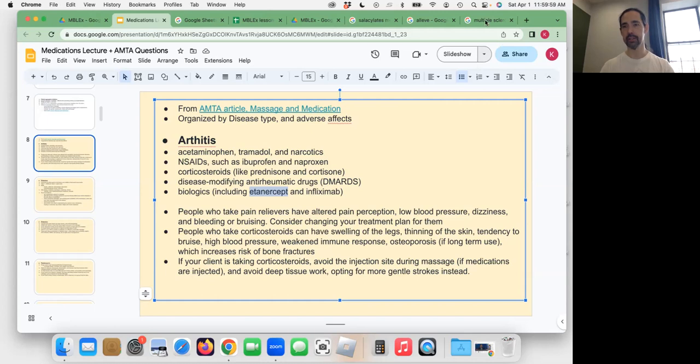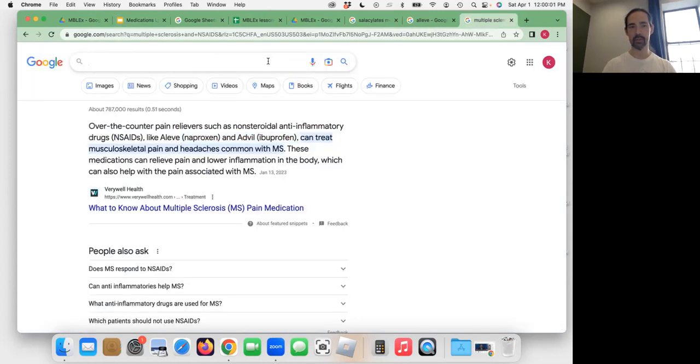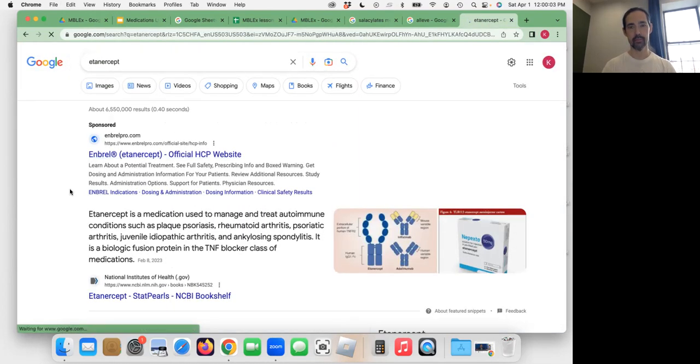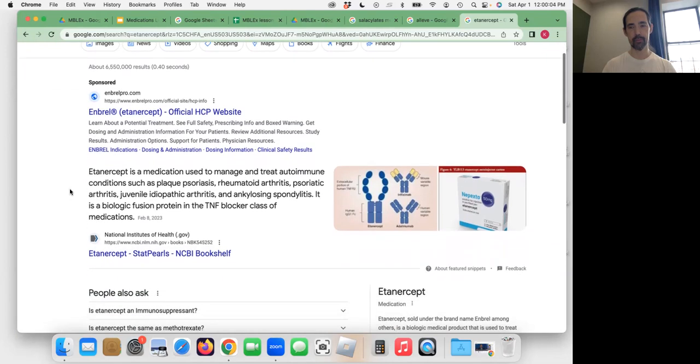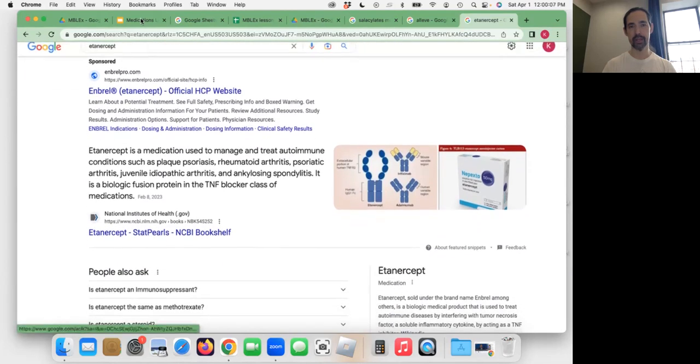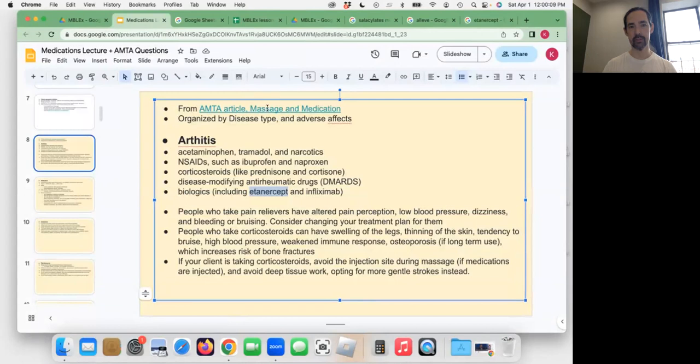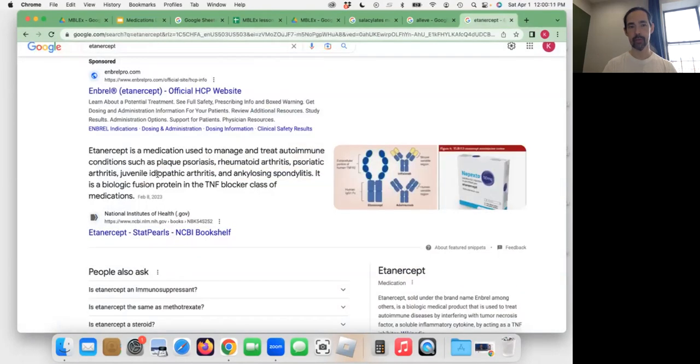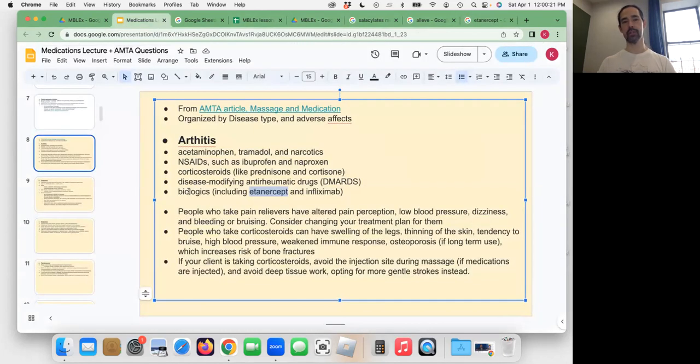what these are actually. I haven't seen those on an MBLEx test prep. The reason I included those was because it's from this AMTA article. They manage and treat autoimmune conditions, and what is a TNF blocker class of medication? I wouldn't focus on this last line. Just look at it once or twice so that you're aware of it, right?